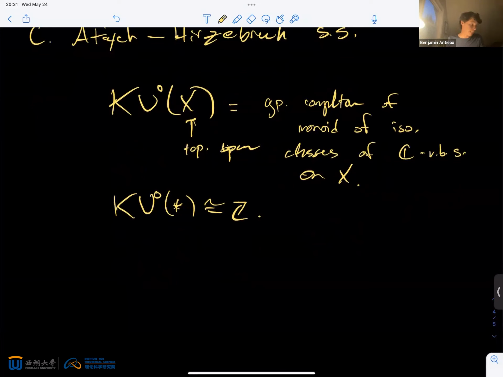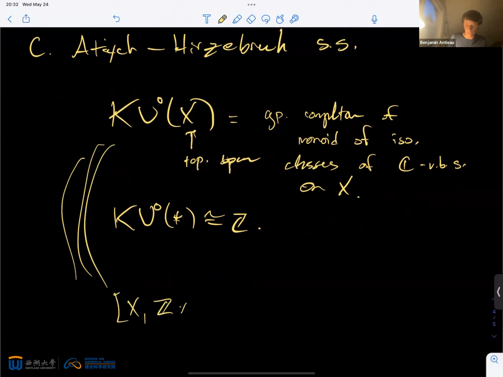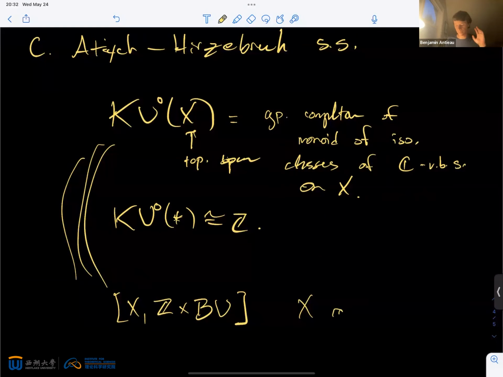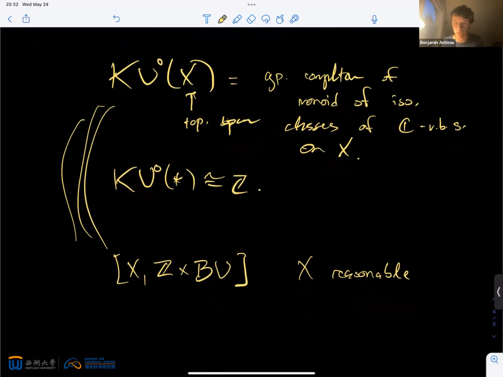And what turns out to be is that this is isomorphic to homotopy classes of maps from X into Z cross the classifying space of the infinite unitary group, at least for X reasonable, like paracompact Hausdorff or something like that, but certainly any CW complex is okay.